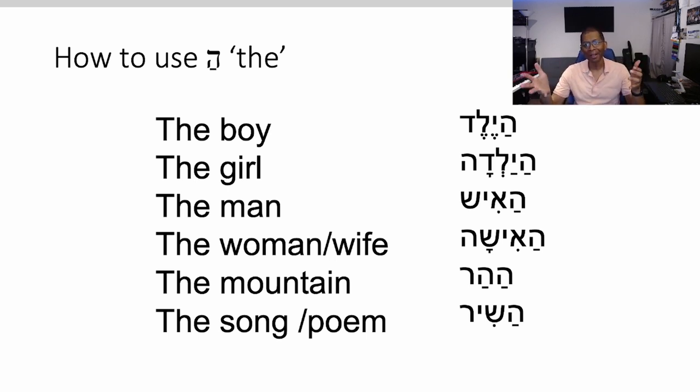Okay, so the ha, don't let the indefinite or definite, all of those terms confuse you. Whenever you see the he letter of the alphabet with the ah, and it's before a word, it's basically going to make that definite, for the most part. Nothing is ever 100%, not even in English or any other language. But for the most part, ha yeled, the boy. Ha yalda, the girl. Ha ish, the man. Ha isha, the woman. Ha har, the mountain. And ha shir, the song or poem.